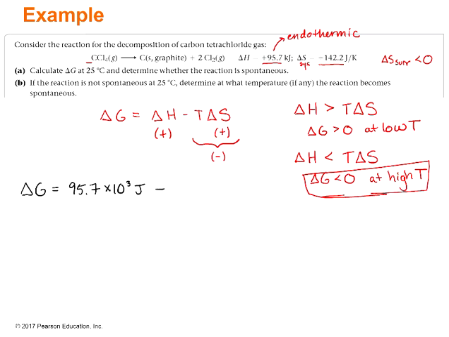And then we'll subtract the temperature in Kelvin, but we were given the temperature in degrees Celsius. So let's just do a quick temperature calculation up above. Okay, so 25 plus 273, that is 298. Okay, so we'll plug that in. And then we'll plug in our entropy.